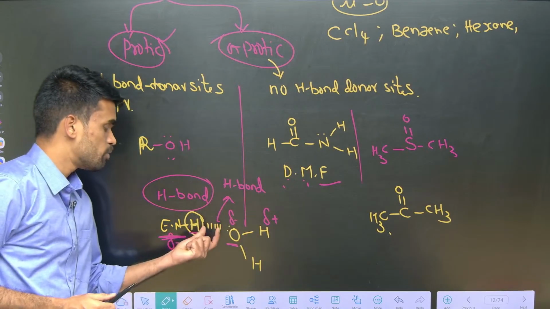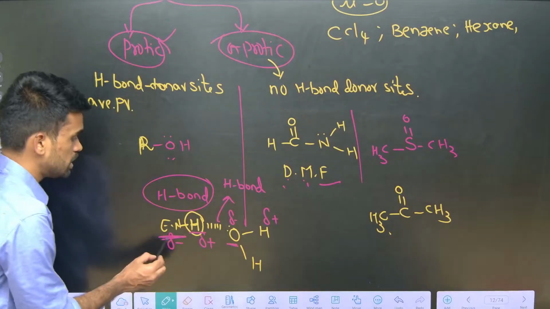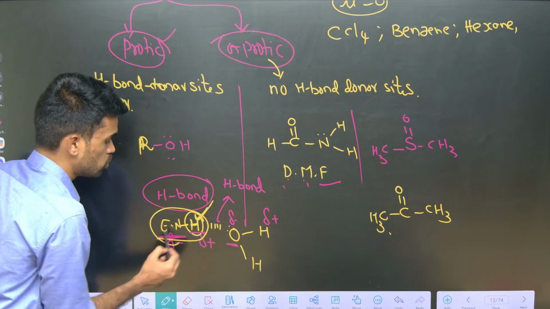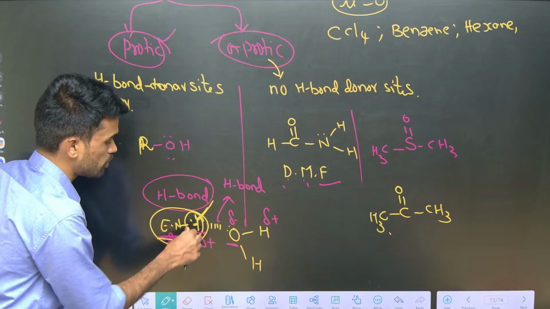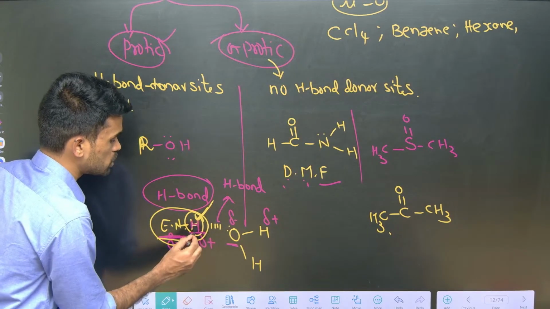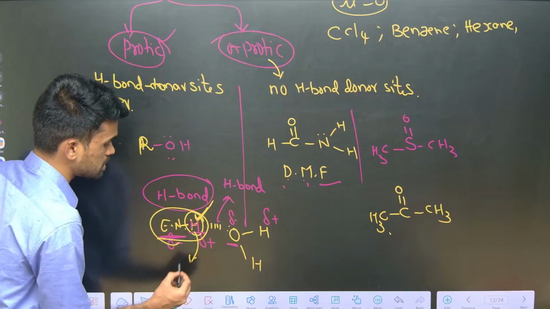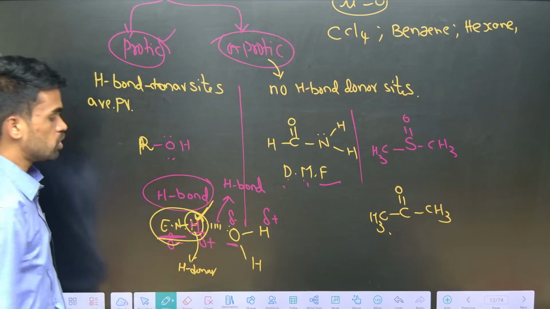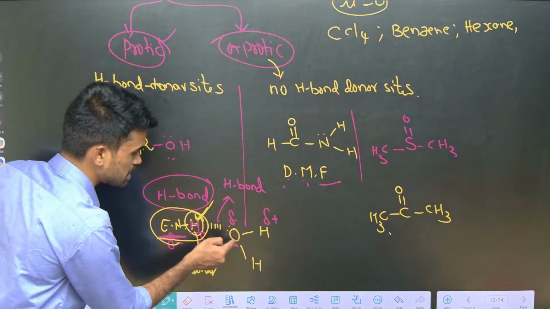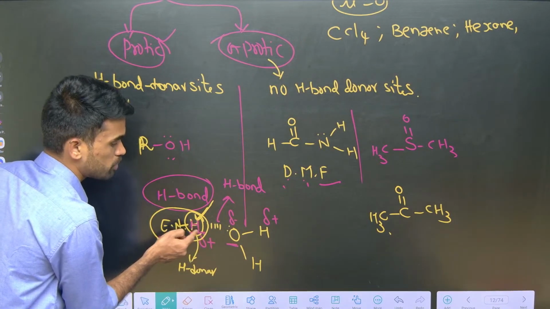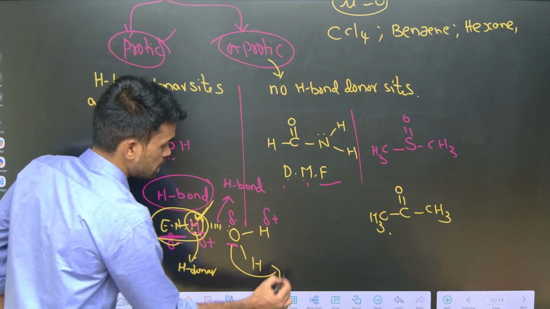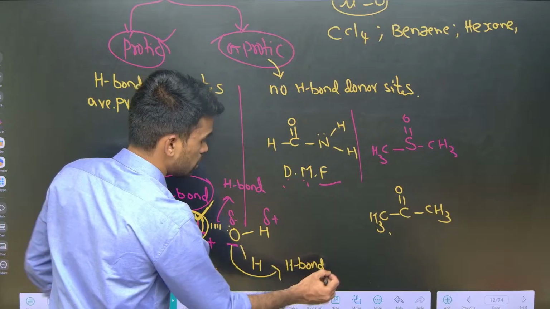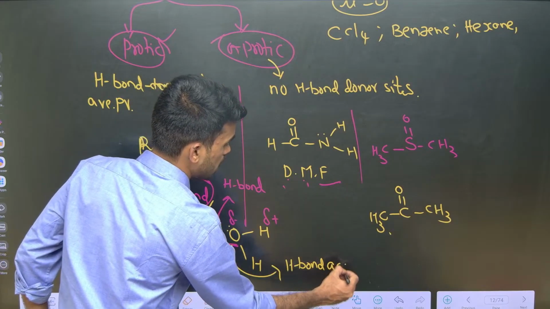So for this hydrogen bond formation, this group, this species, is providing the hydrogen atom. So you can call this a hydrogen bond donor site. Whereas oxygen is accepting in this hydrogen bond formation, so you can say this is a hydrogen bond acceptor. The water molecule here can act as a hydrogen bond acceptor.